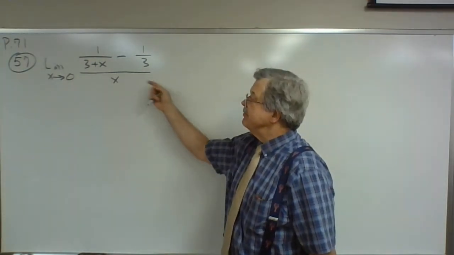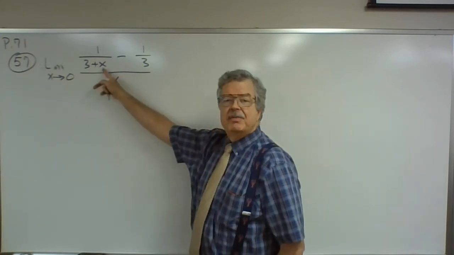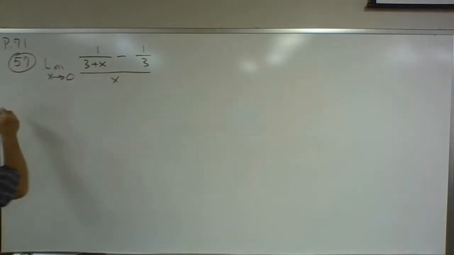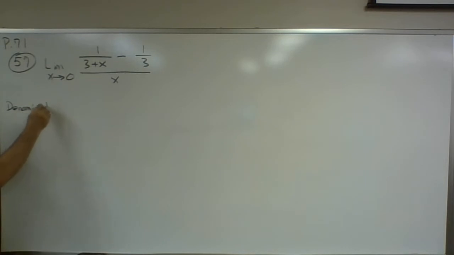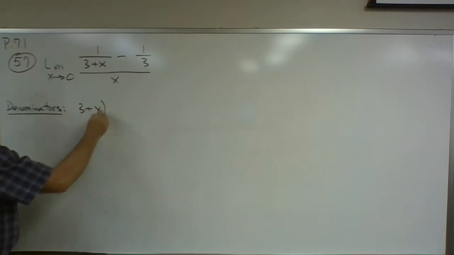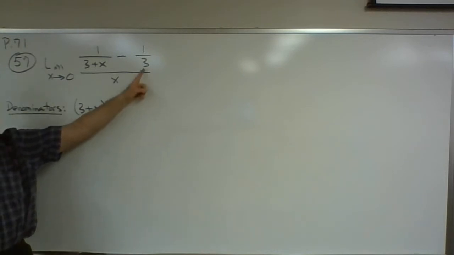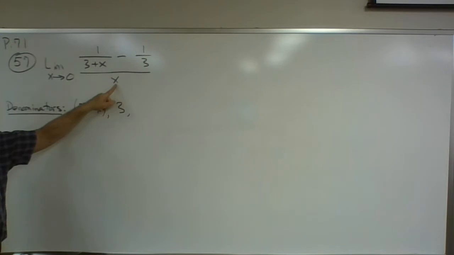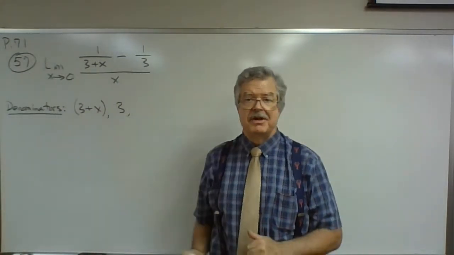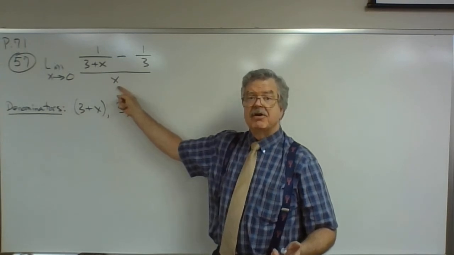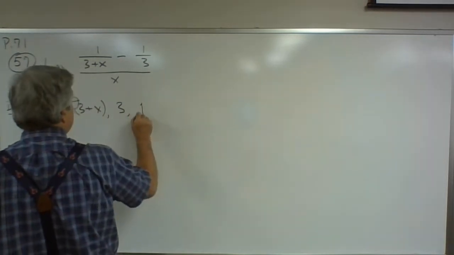We have a complex fraction. And what we do is we look at the denominators of every term in the numerator and every term of the denominator. This term has a denominator of 3 plus x. This term has a denominator of 3. And this term, well, I don't see a denominator here. It doesn't mean that there isn't a denominator here. I just don't see one. But isn't this really x over 1? So I'll put 1 as the denominator of this term.